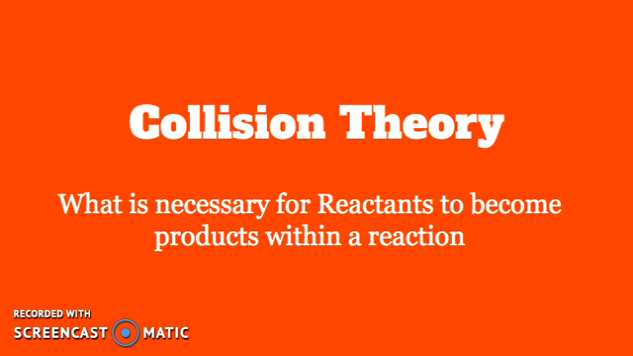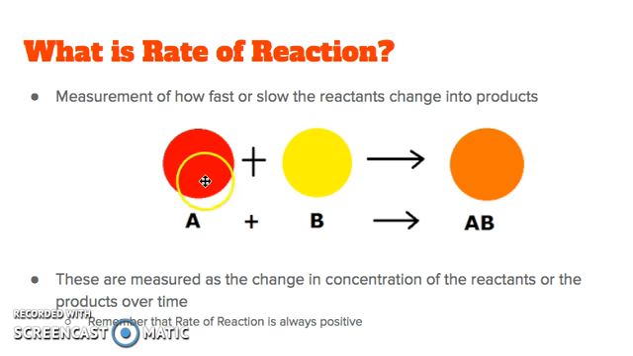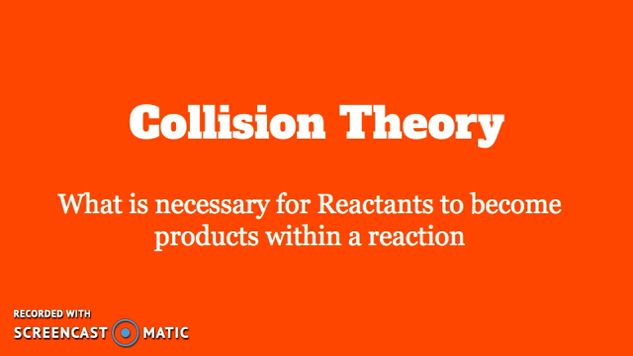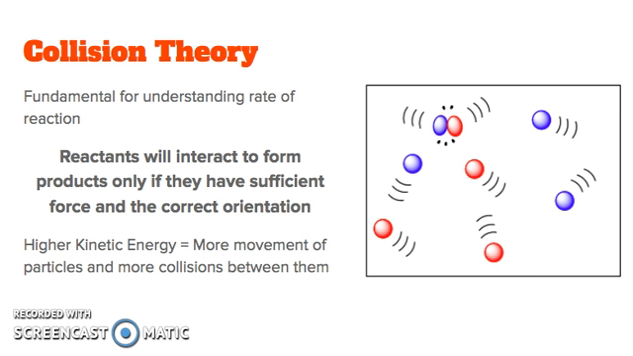As I explained before, every reaction has reactants that will become products, and the rate of reaction basically explains how fast this happens. The collision theory explains why and under what conditions reactants become products. It states that reactants will interact to form products only if they have sufficient force and the correct orientation. So there are two important things that must happen in order for reactants to turn into products. First, they must have sufficient force, and second, they must have the correct orientation.